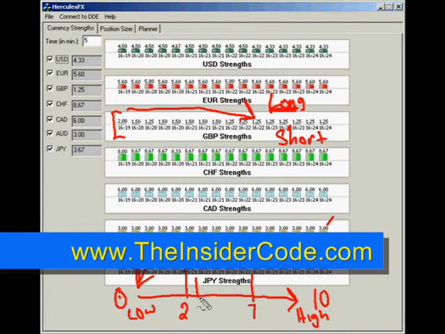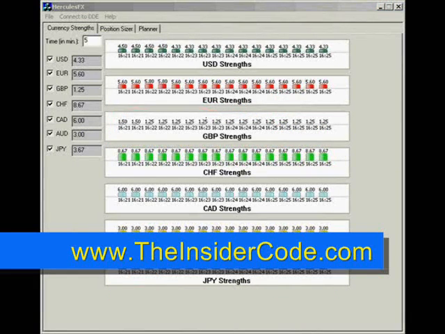If the currency is between 2 and 7, then I'll use my best judgment. I'll take both long and short trades. But if I see that the currency is below 2, I am only going to look to take short trades. And if the currency is above 7, I'm only going to look to take long trades. This really helps to keep you out of trouble. It keeps you centered and focused on the actual direction of the trend and not on any of the little noisy things that happen in the marketplace.